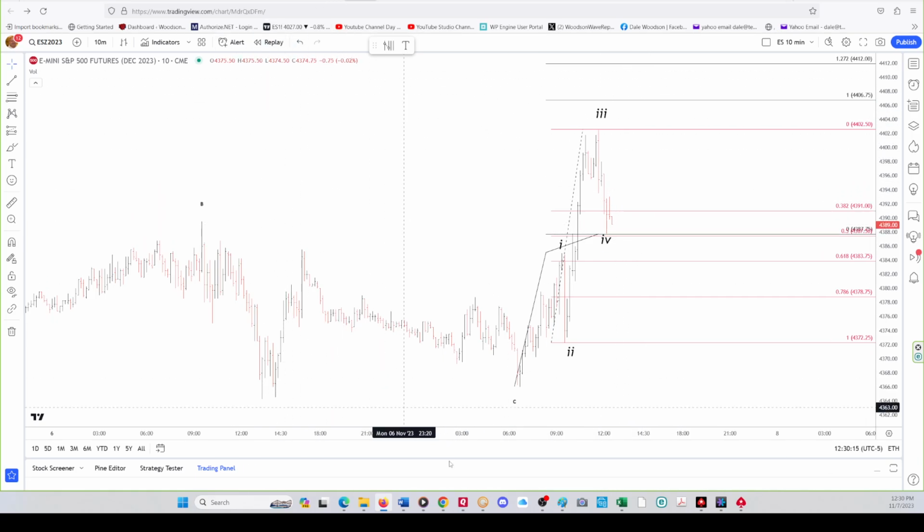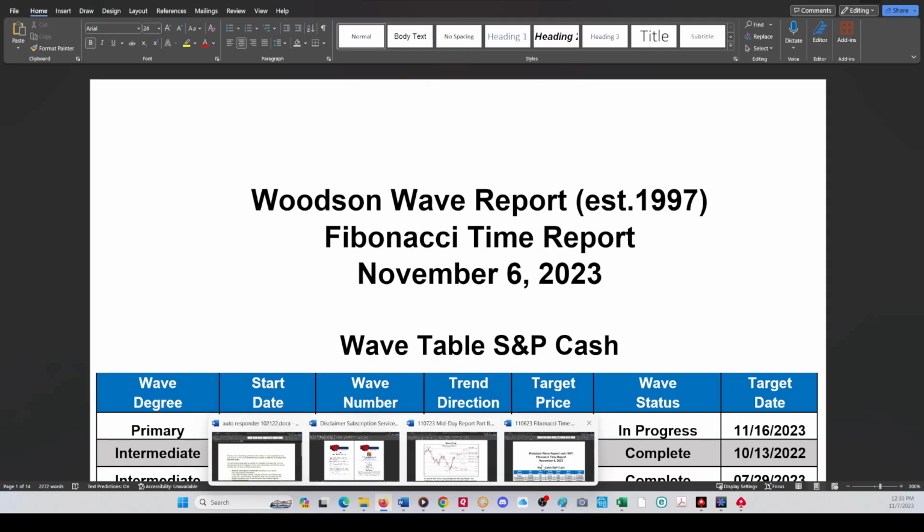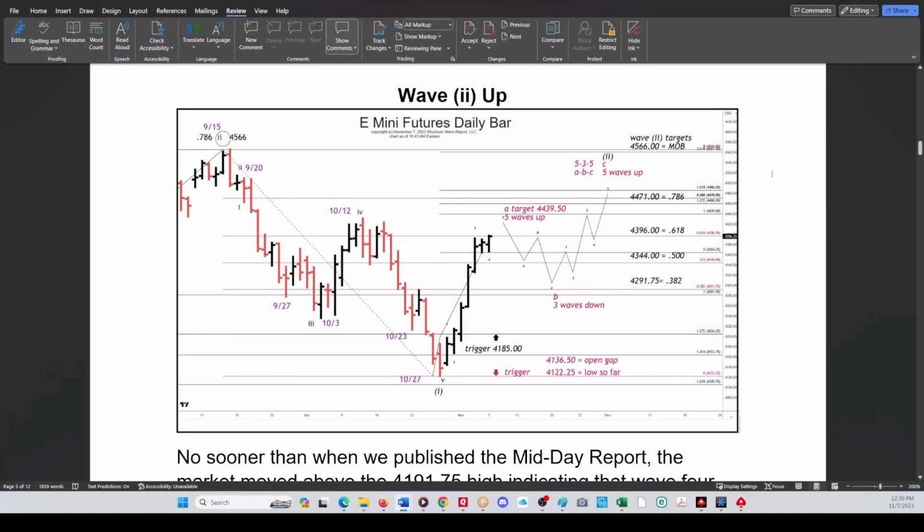Okay, let's get you guys back to our midday report. This is operative count right now. There's 4, as we showed in the 10-minute, appears to just have ended, and we're looking at 5 up, and we're looking at a target of 44.39. Then we're going to get a B wave down and a C wave up. 5 up, 3 down, 5 up.